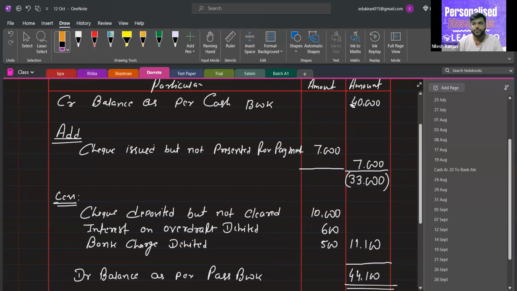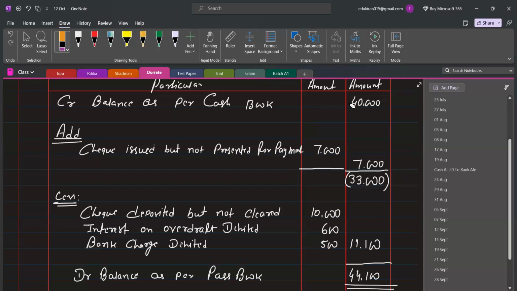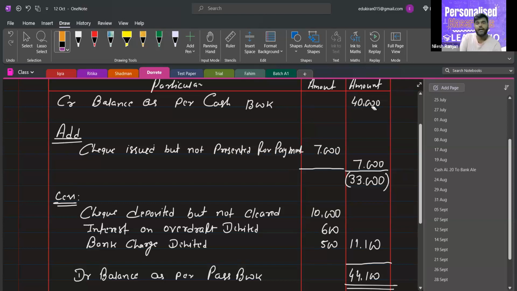In the first method, we used the negative balance as the starting point, and then we added or deducted items from that amount. Now, if we have not written this opening starting point in negative, then we have to change our thinking a little bit.